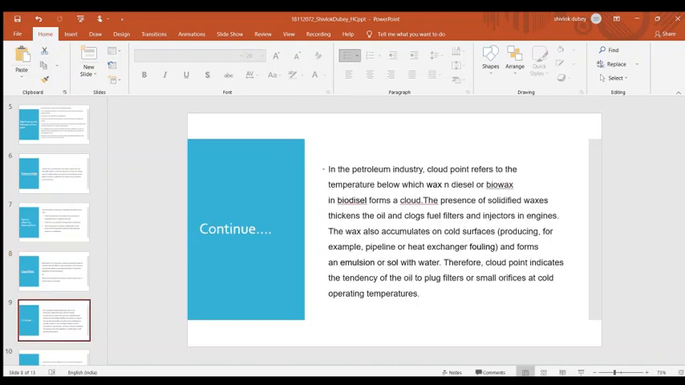In the petroleum industry, cloud point refers to the temperature below which wax in diesels or biowax in biodiesels forms a cloud. The presence of solidified waxes thickens the oil and clogs fuel filters and injectors in engines. The wax also accumulates on cold surfaces, producing, for example, pipeline or heat exchanger fouling and forms an emulsion or solution with water. Therefore, cloud point indicates the tendency of the oil to plug filters or small orifices at cold operating temperatures.